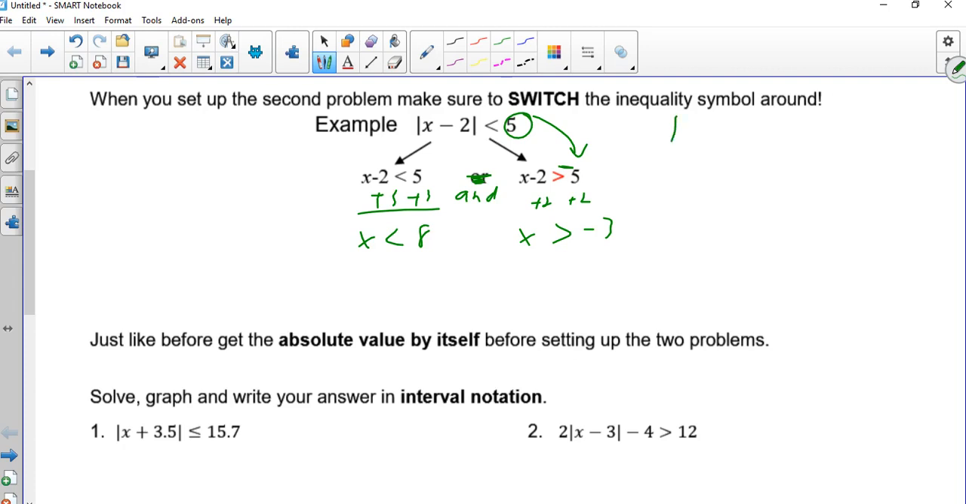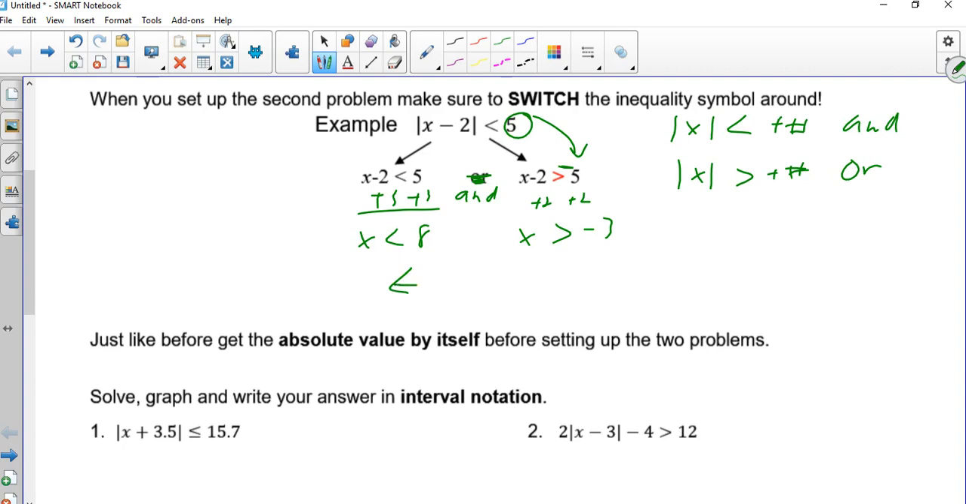If we have the absolute value of something less than a positive number, it's going to be an and statement. And if we have something in here greater than a positive number, and remember these have to be positive numbers, otherwise we can't do it, it's going to be an or statement. And you need to know that because the graphs are different. And you're going to see that here.